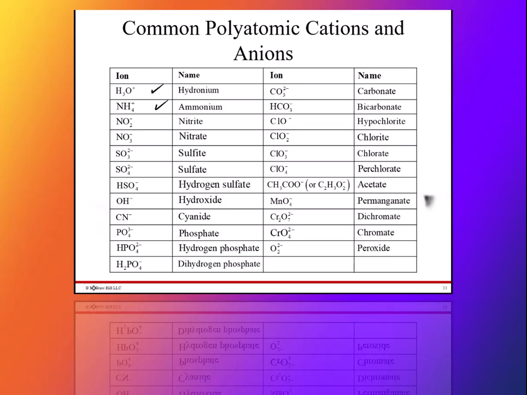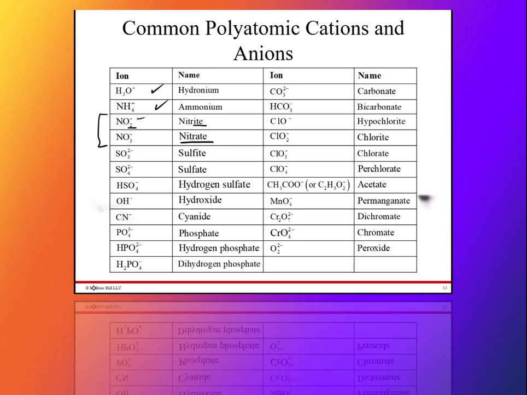All right, let's look at these two here. I memorized this one, NO3 negative, nitrogen with 3 oxygens with a negative charge. I'll call that nitrate. If I knock an oxygen off and the charge still remains the same, it has an ite ending. It's called nitrite.